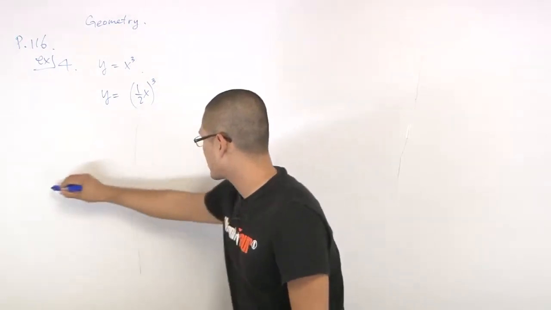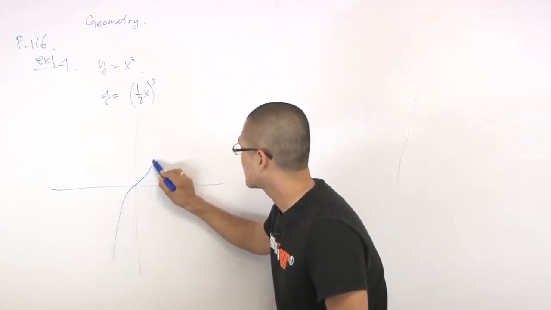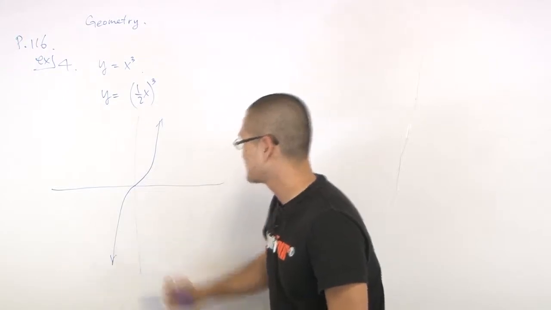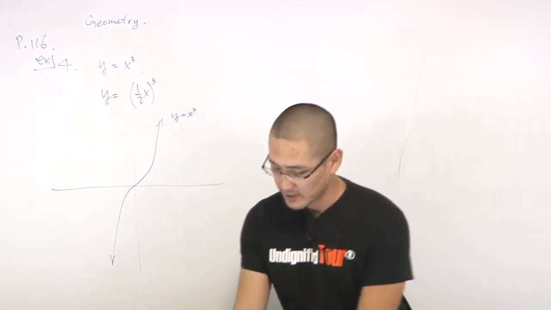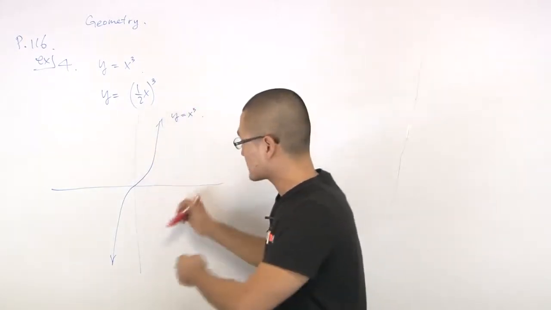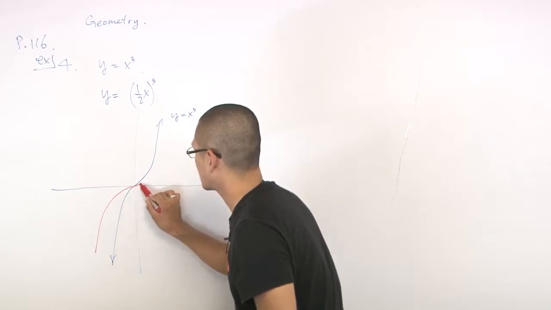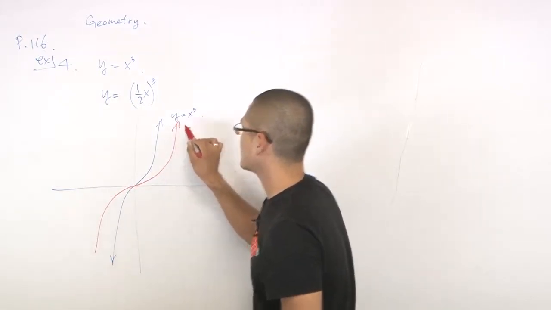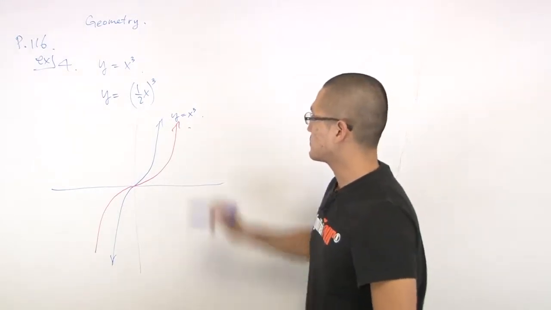So we have a regular, I don't know if this is really true, but it looks like this. This is y equals x cubed. But if I have the red one, it's going to stretch out twice as much, so it's going to be something wider like this. Does that make sense? The book doesn't mention this, but I want to mention one more thing.